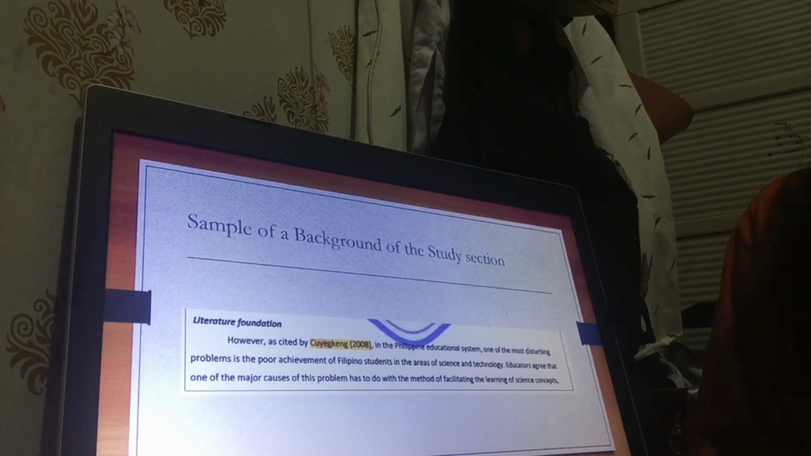Here are some examples of background of the study.